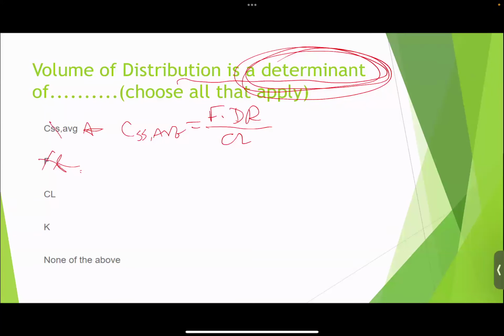So nope. How about clearance? Does volume determine clearance? What determines clearance? Well, I think we already said we haven't really learned it yet, but it's blood flow and that sort of thing, right? Volume of distribution is a separate entity from clearance, so it does not determine clearance. Does it determine K? Well, what determines K? Clearance over volume. So volume of distribution does determine K, and that will rule out that one.